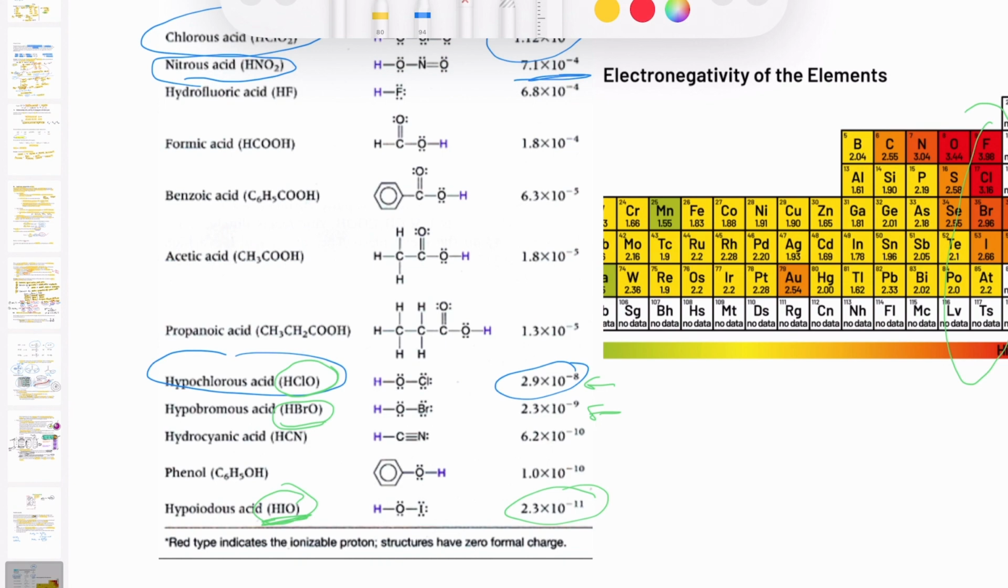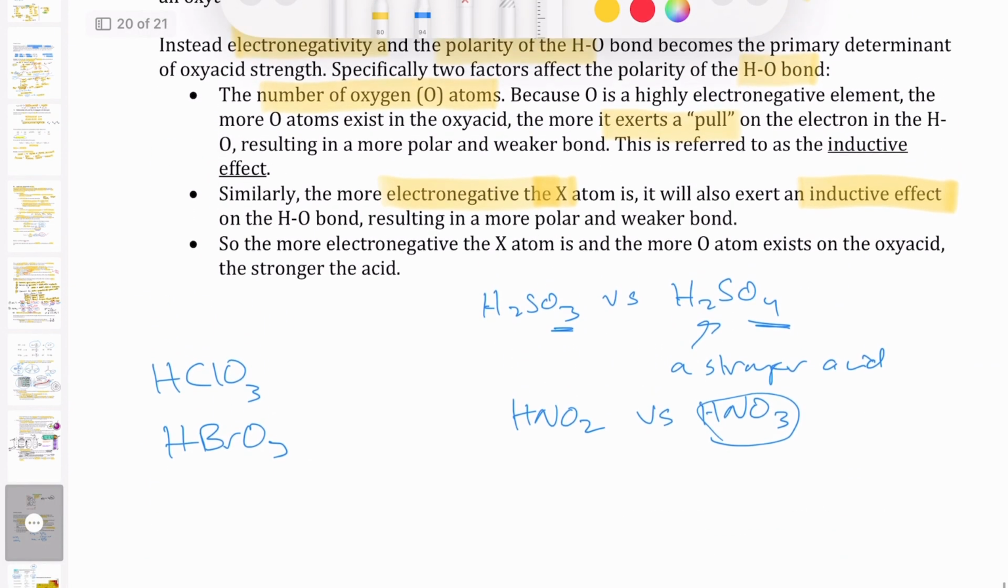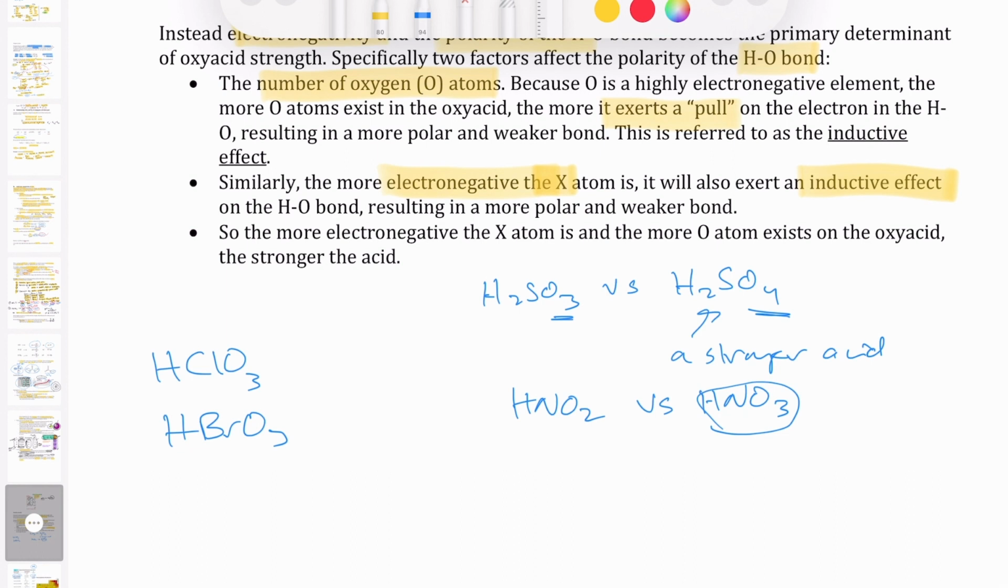So hopefully that explains and allows you to predict, if somebody gives you a comparison of 2 or 3 acids, they all have the same X atoms but different numbers of oxygen, for example, you can predict who's going to have a stronger acid, who's going to have a weaker acid, and so on. Okay.